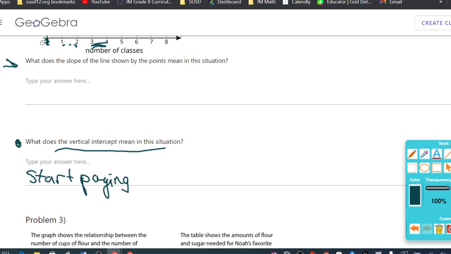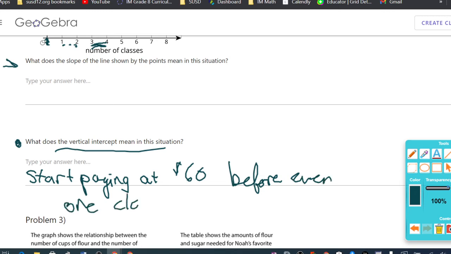Start paying at $60 before even one class. That's the membership fee. Shall I just summarize that again with the membership fee?